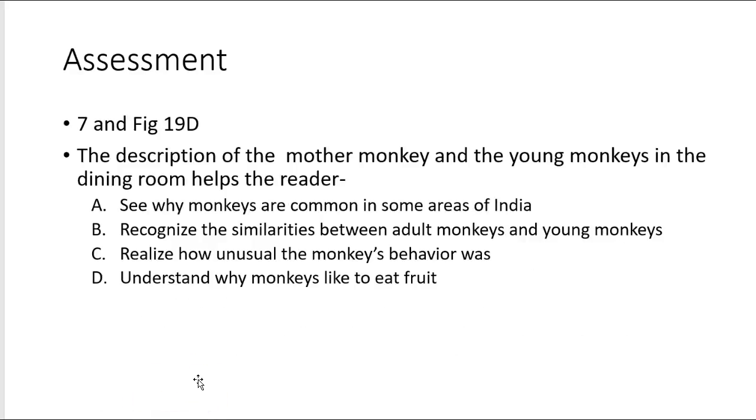Another question, also Strand 7 and Figure 19D, says the description of the mother monkey and the young monkeys in the dining room helps the reader. So why would the author include these, and how does it help you as a reader? So they have to be able to isolate out the description, notice that it's the description in a specific place, and then see which reason makes the most sense.